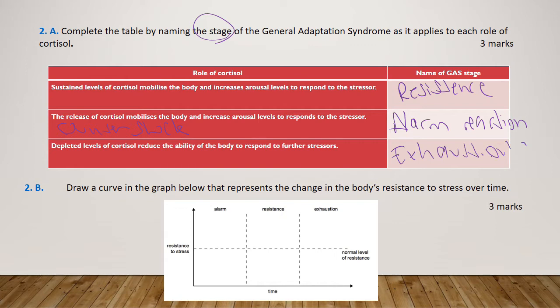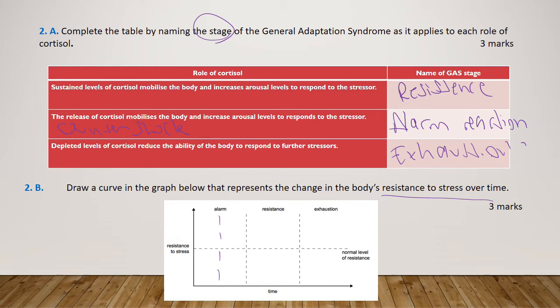Okay, so draw a curve in the graph below that represents the change of the body's resistance to stress over time. This is 3 marks. So essentially probably what you're wanting is probably 1 mark for each stage. I would encourage you to put in where your shock and your counter shock is going to be. So look, what I'm going to say is the graph must first start at the normal level of resistance, so it shouldn't be above or below the line, okay?